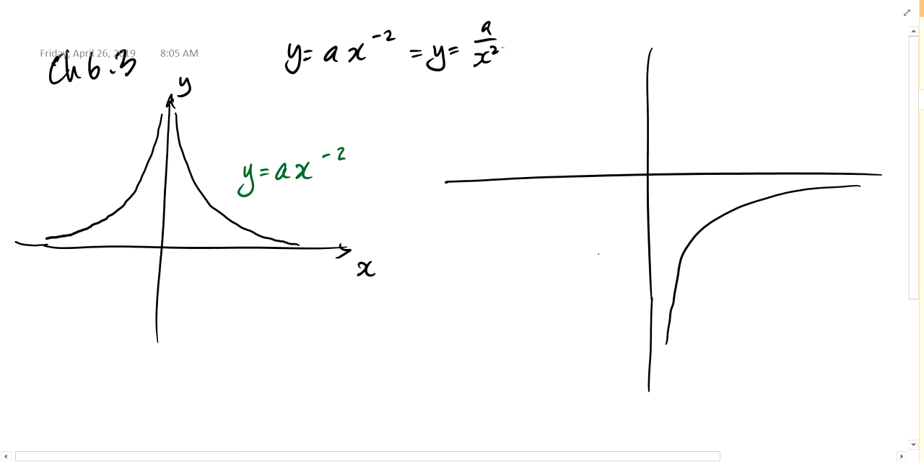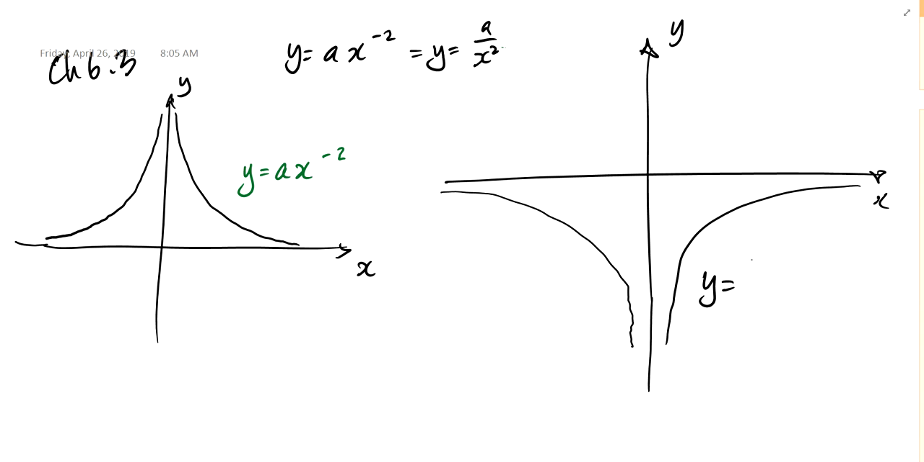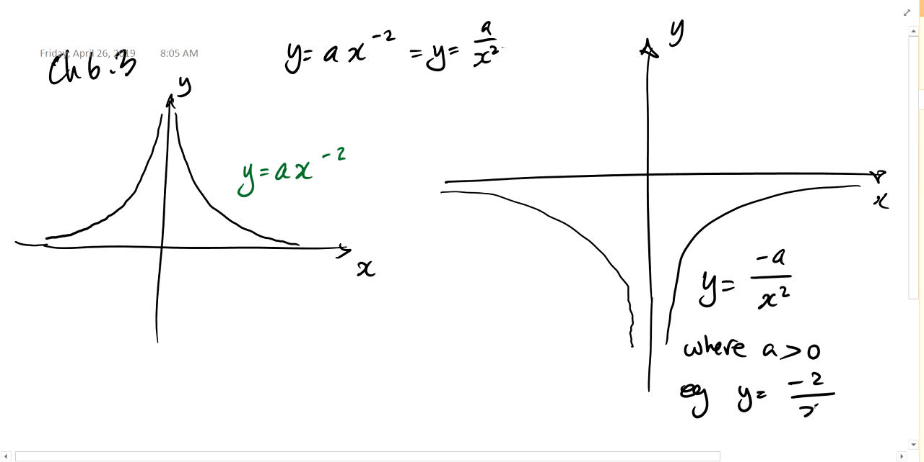Now, is there a way for me to draw a graph that looks like this? Okay, not very symmetrical. What do you think is the equation of this graph? Y equals negative a over x squared, where a is still greater than 0. When you take a negative of a positive number, you get a negative number. For example, it could be y equals negative 2 over x squared. In this case, the value of a is 2. Then you put a negative sign beside it, you get negative 2 over x squared. Okay?